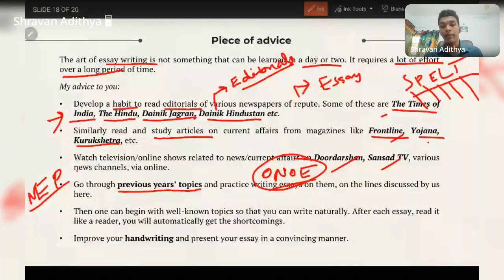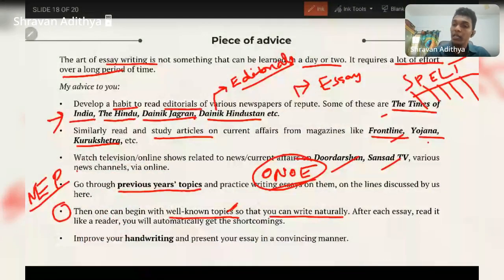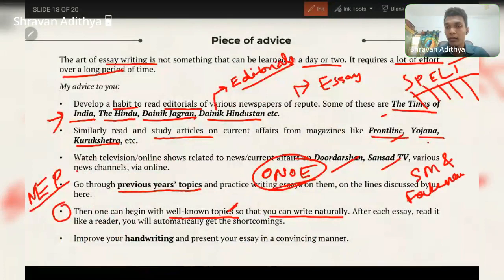Then, begin with well-known topics so that you can write naturally. When you are starting essay writing for the first time, start with well-known topics you feel comfortable with. Suppose you are a history major, write an essay on the freedom struggle. If you are doing mass communication, write an essay about social media and its problems, or how to tackle fake news. You start with a topic you know a lot about, and then you come to structuring. You think about the introduction, the conclusion, and what would be the best body for it.